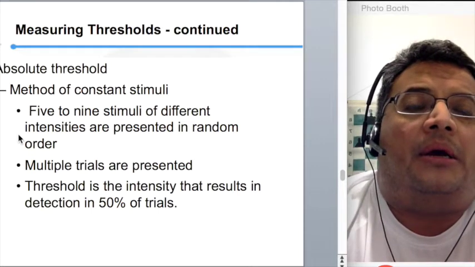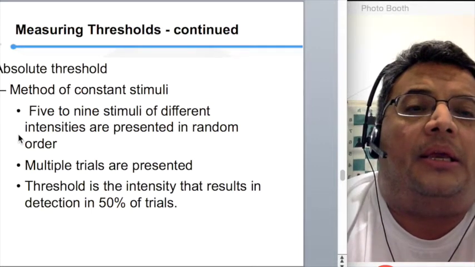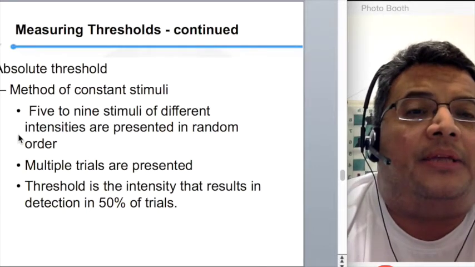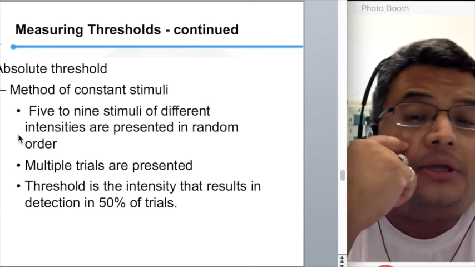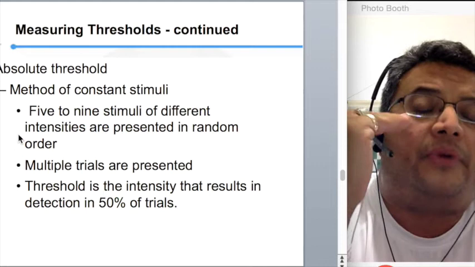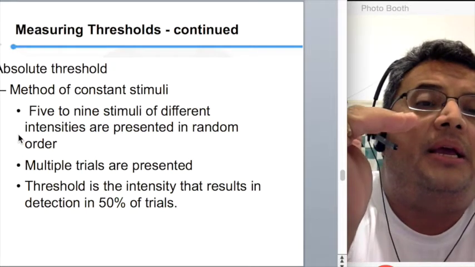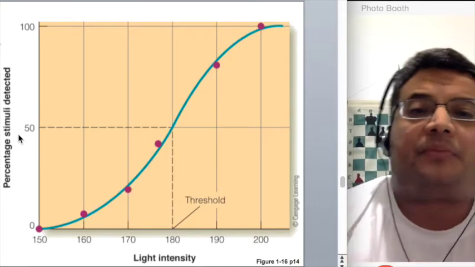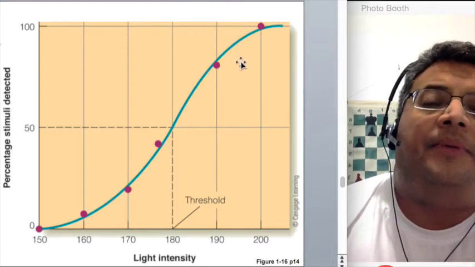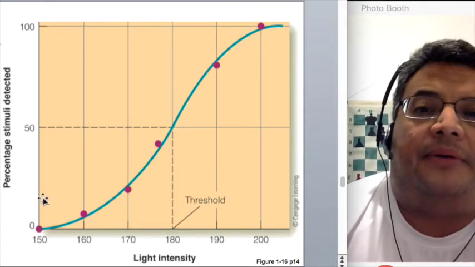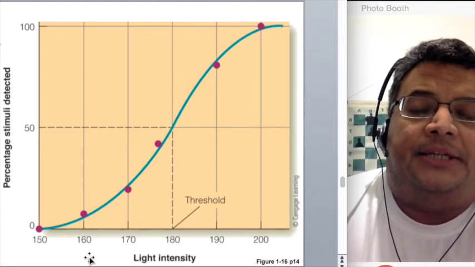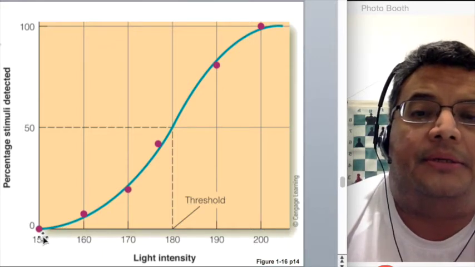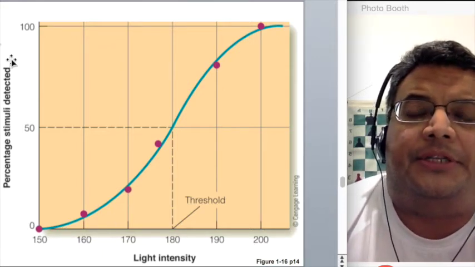What you're doing is detecting the point at which the person can detect the stimulus 50% of the time. So that's the threshold. The threshold is defined there as the point at which they're able to detect it half the time. For example, this is a picture of some data obtained by this method. Here we have light intensity going from not so bright all the way to very bright, and then the percentage of the stimuli that are detected.